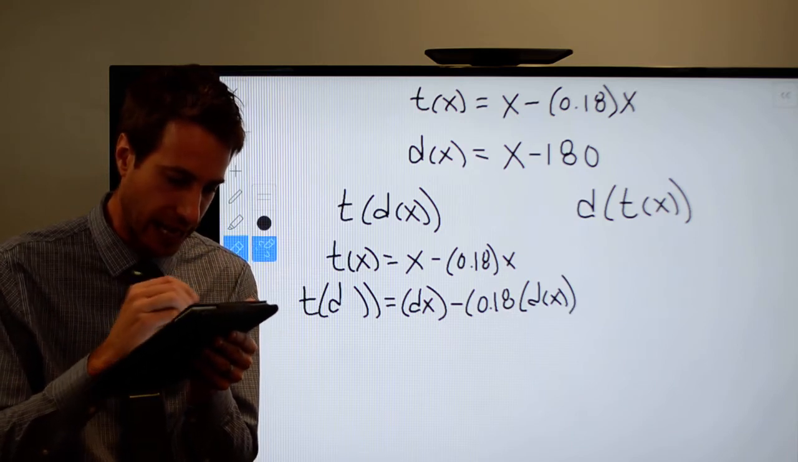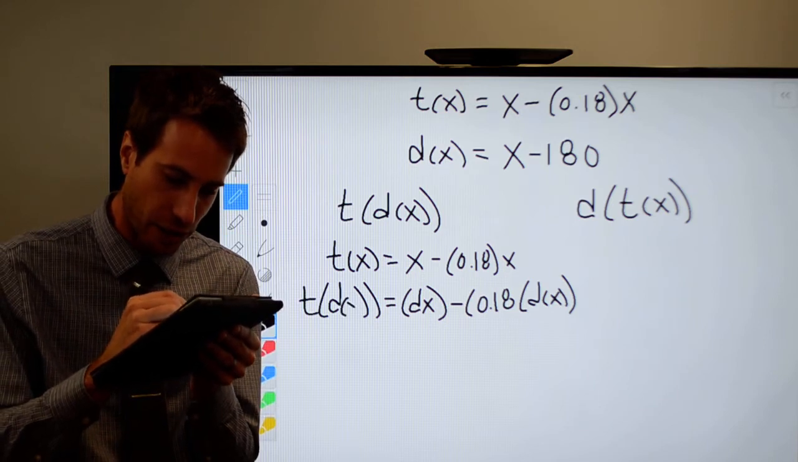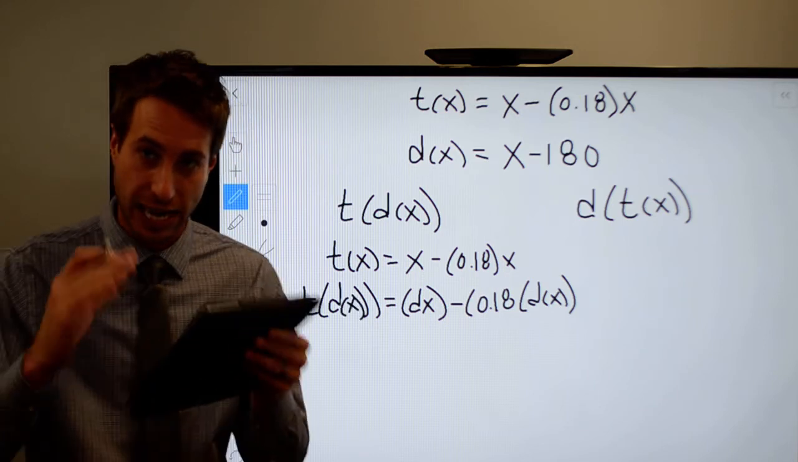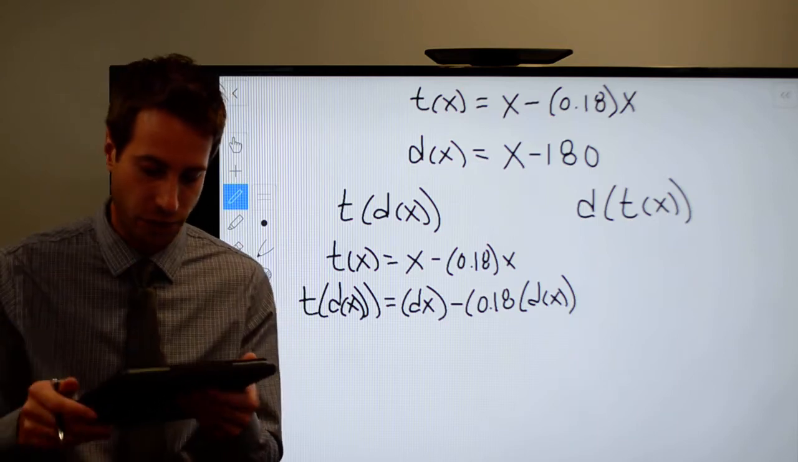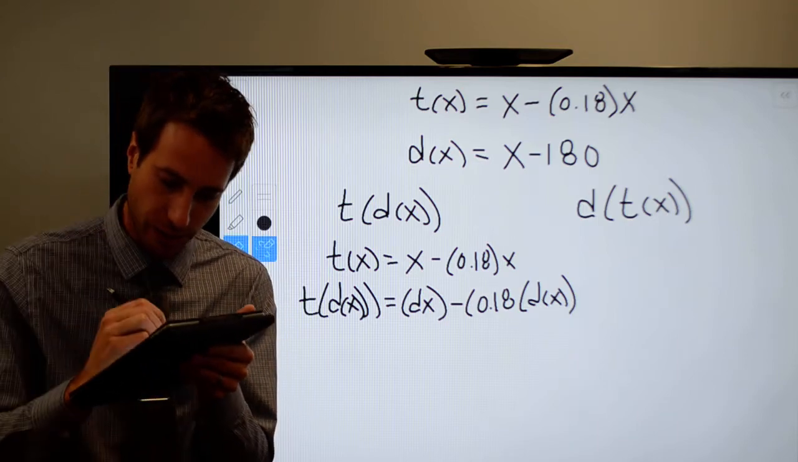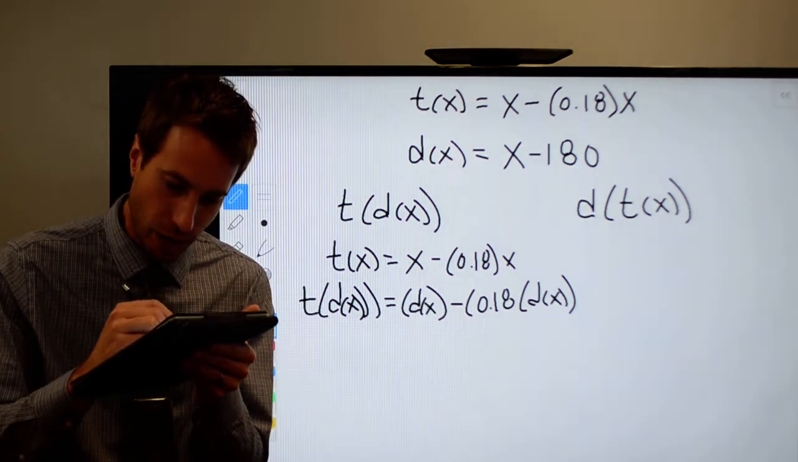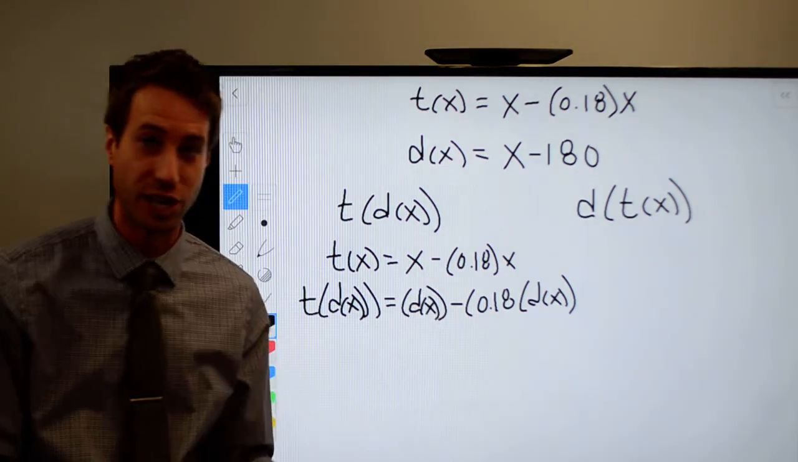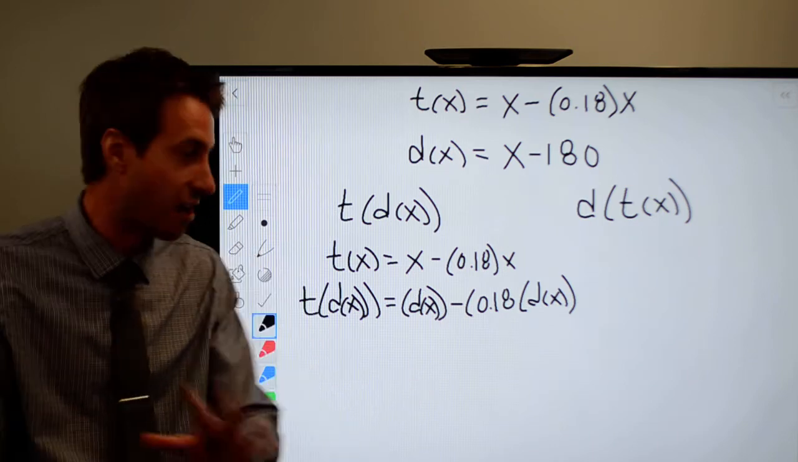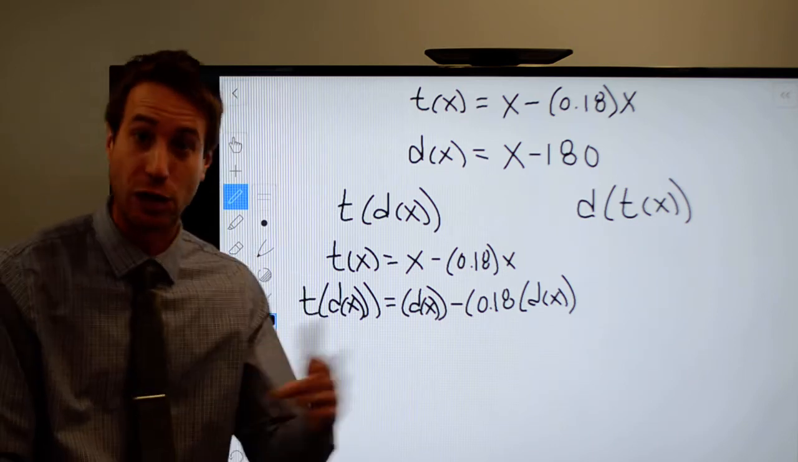I'm just writing dx, and that is not a function notation. Dx is actually a calculus term. It's the differential with respect to x. I apologize for those calculus kids who recognize that. There we go. So I want the function g of x, not the differential of x. Very, very different things. One is algebra, one is calculus.